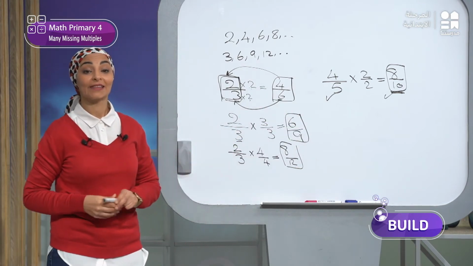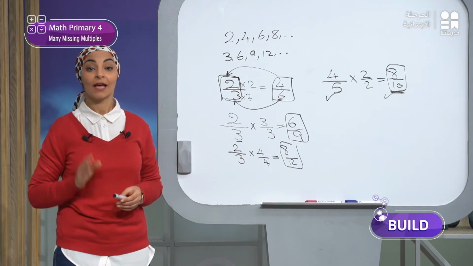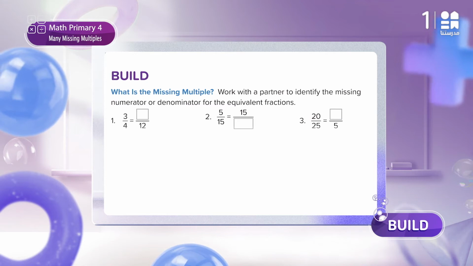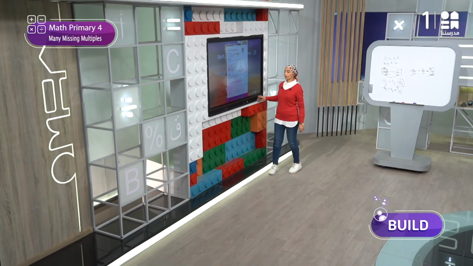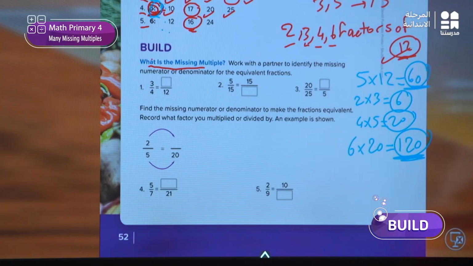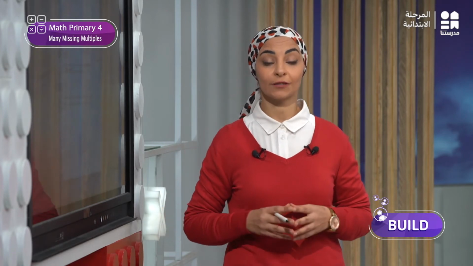طيب, بعد ما أكدنا على idea of using multiples to find equivalent fractions, تعالوا بقى let's go to the activity. What is the missing multiple on page 52 in your school book? Let's see it all together. Okay, in this activity as you see, what is the missing multiple? مطلوب مننا إن احنا نحدد ال missing multiple أو ال part for the equivalent fractions.